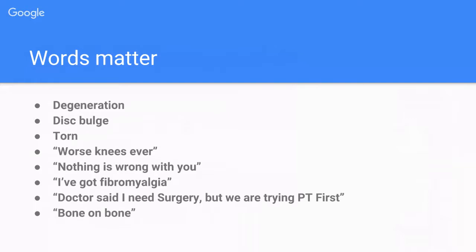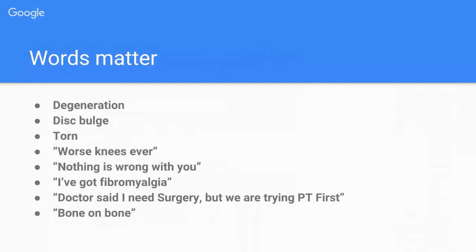All right, words matter. This is what I mean by that. All of these words: degeneration, disc bulge, torn, being told by a physician prior to that physical therapy exam, the worst knees ever, or nothing is wrong with you. I've got fibromyalgia. Doctor said I need surgery, but we were trying physical therapy first, and then bone on bone. All of these words have already set up in your patient's head that they might not get better. They sound really scary. And especially for a chronic pain type of situation, this is the absolute worst thing that could be repeated to the patient.